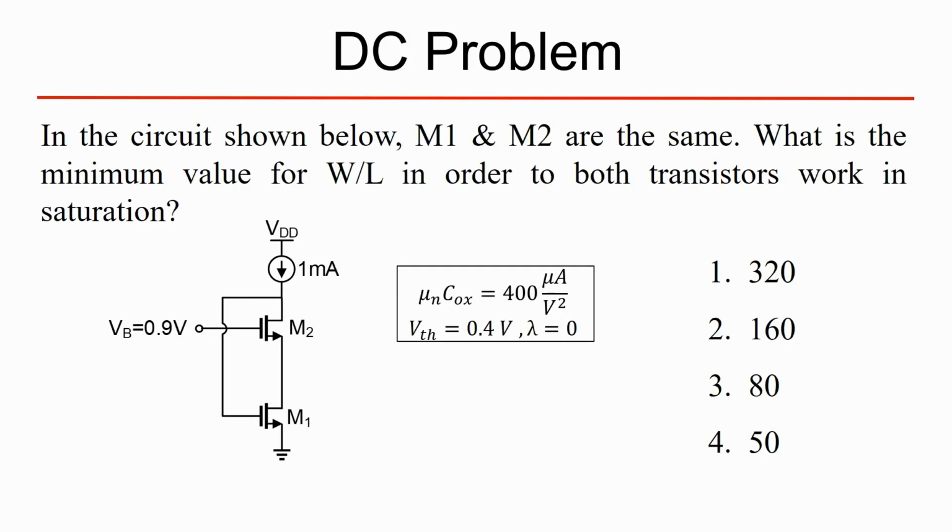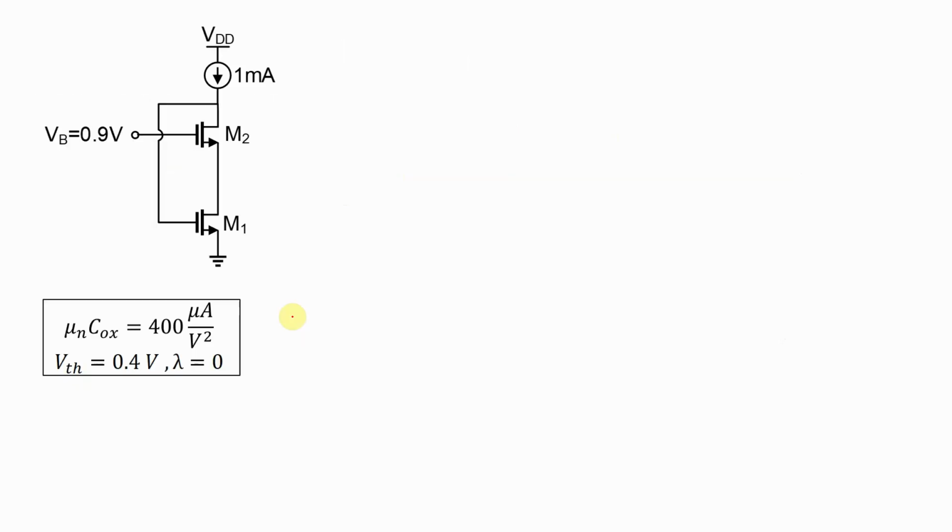In the circuit, as you can see, there are some assumptions, and here are the options for W over L for these transistors in order to work in saturation. So without much further ado, let's jump into the solution.